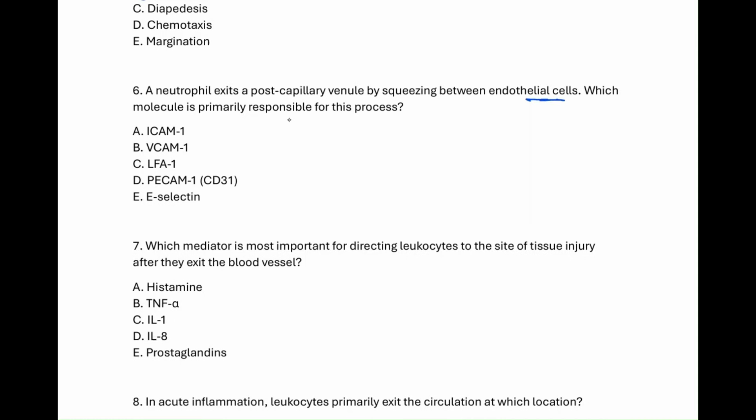Next, a neutrophil exits a post-capillary venule by squeezing between the endothelial cells. Which molecule is primarily responsible for this process? Remember, that molecule is what? Our PECAM-1, which is CD31. And this is present on both the endothelial cell and the leukocyte.